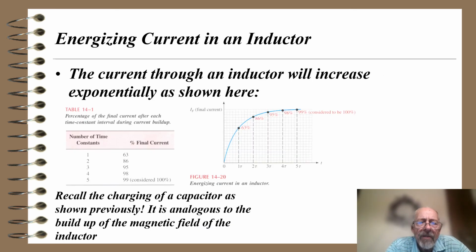So what about the energizing current in an inductor? Well, the current through an inductor will increase exponentially as shown here. And this is very identical to what happens with the voltage across a capacitor. In one time constant, the current will go up to 63% of its final value. So again, recall the charging of the capacitor shown previously. The charging of the capacitor is analogous to the buildup of the magnetic field of the inductor. So we talk about energizing the magnetic field and then de-energizing it or collapsing it.